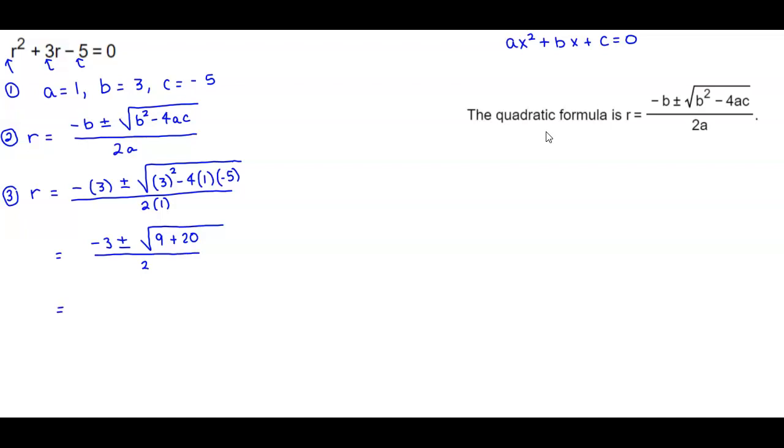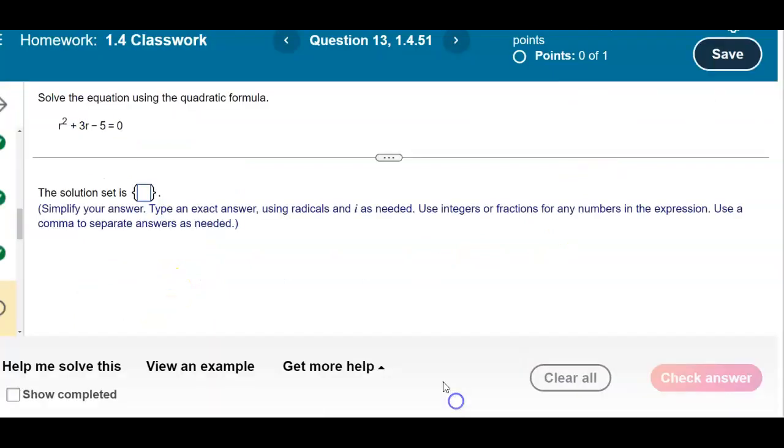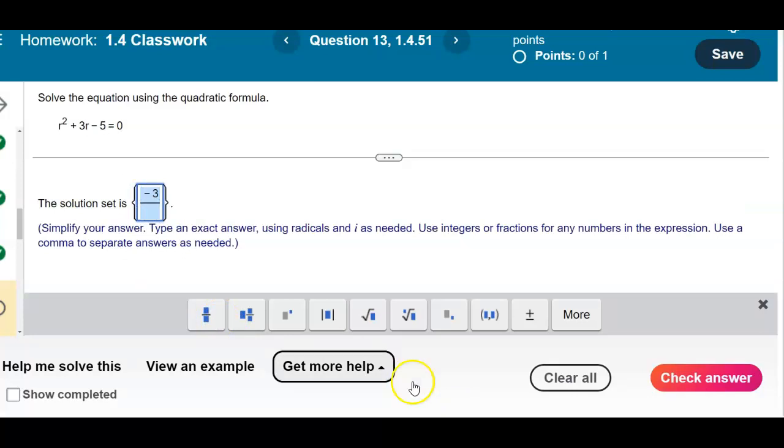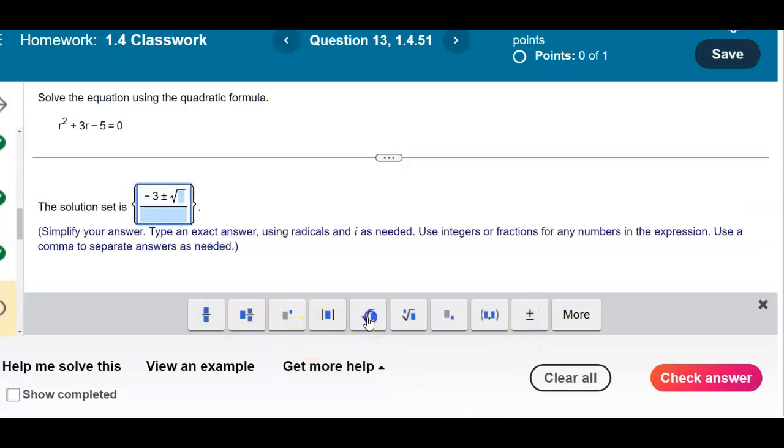And so then we get the following answer. We get negative 3 plus or minus 9 plus 20 is 29 over 2. And so therefore, that's going to be our solution set. So let's go ahead and plug that in. So we have negative 3 plus or minus the square root of 29, all over 2.